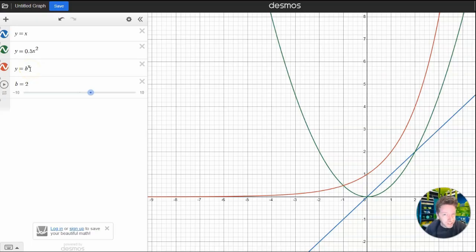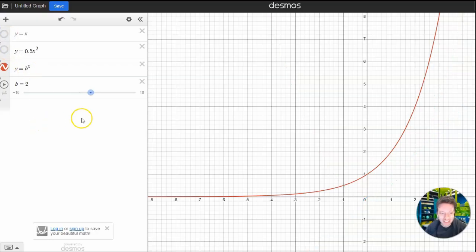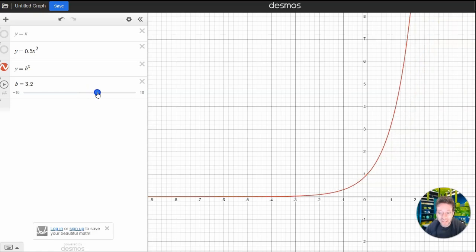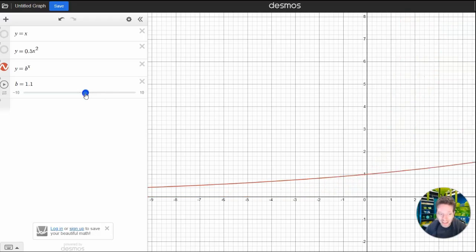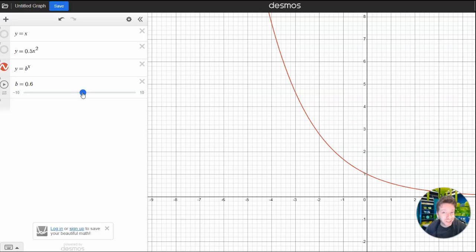And it has a horizontal asymptote at 0. Now what happens when we change that base? Let's take a look. If we increase the base, it grows even faster. But if the base is between 0 and 1, something else happens. This is called exponential decay. And you can see that something is disappearing very quickly instead of blowing up very quickly.